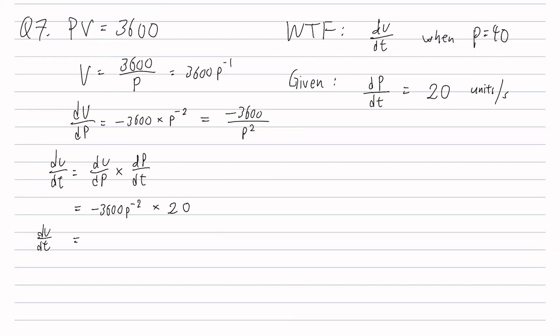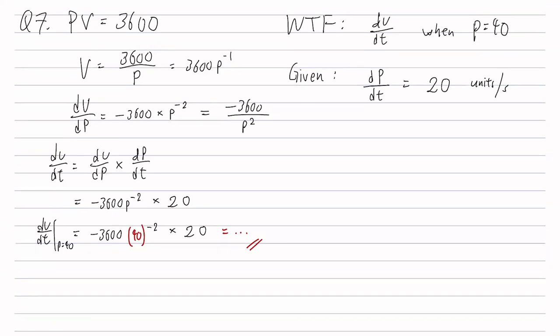So dV by dt when P equals 40. I'm just going to copy and paste this, but replace the P with a 40. Equals the answer. Good. Okay, then question 8 should be quite fine. I'll skip it. Question 8, homework. Question 9, okay, this one you need to think a bit. Let's go through this.